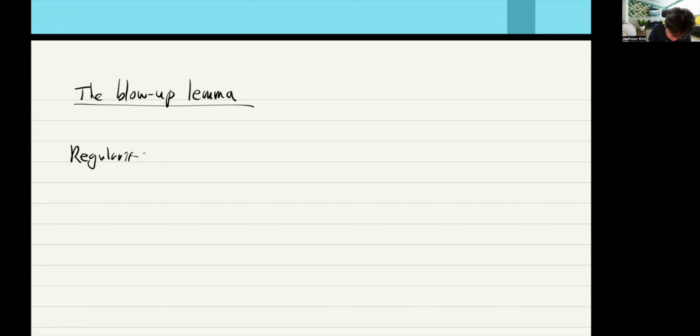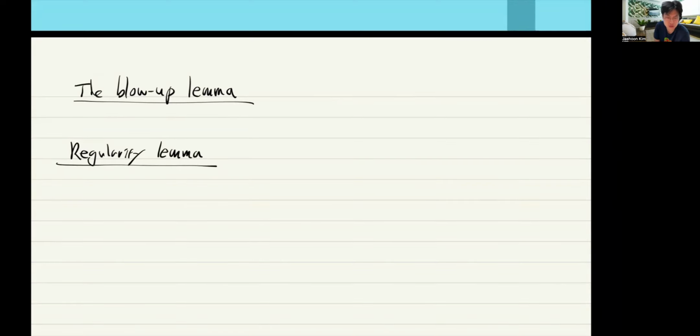Now we will talk about the blow-up lemma. Before, we learned about the regularity lemma, and we used it to solve some problems in extremal number. Basically, we learned about the embedding lemma.